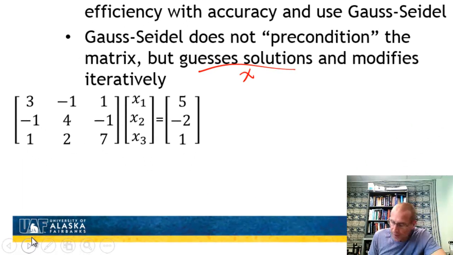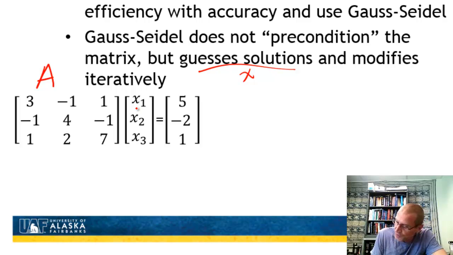Okay, so for example, let's imagine we were solving the matrix we just did with Cholesky decomposition, but instead we'll use Gauss-Seidel. We're not going to modify the matrix A at all. We're going to guess values for X1, X2, and X3, plug them in, and then modify those values of X each time. To keep this fairly simple, we'll initially guess that every X sub i is 0. So let's look at what I do in our first iteration.